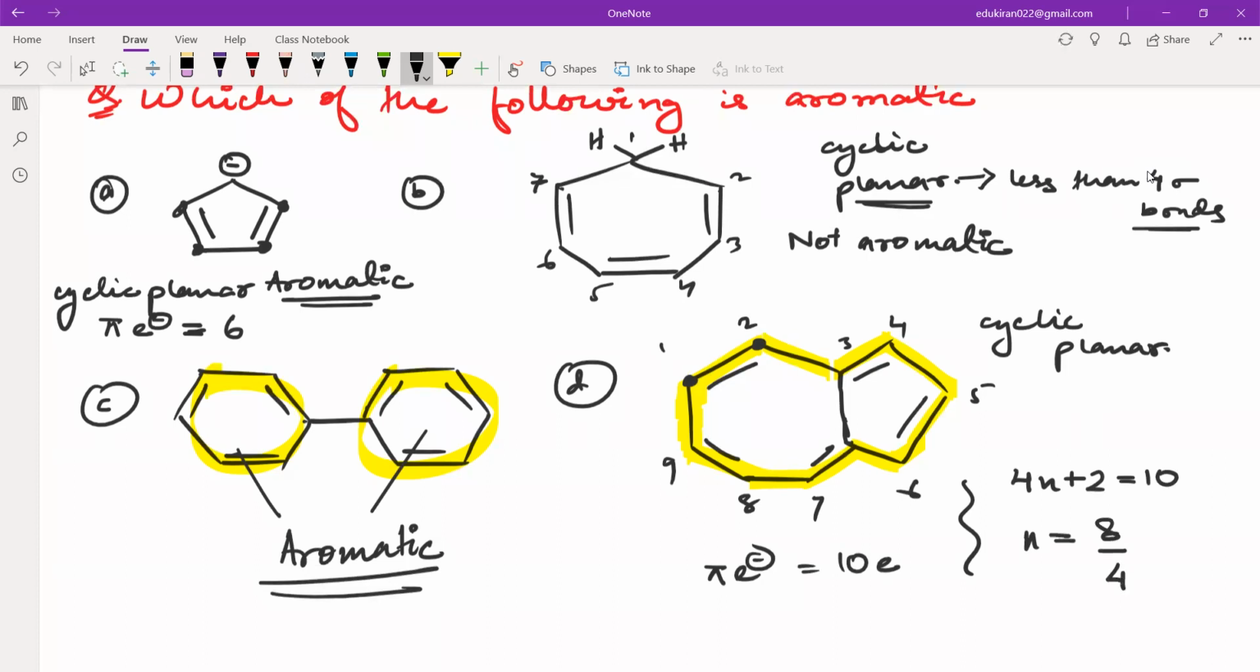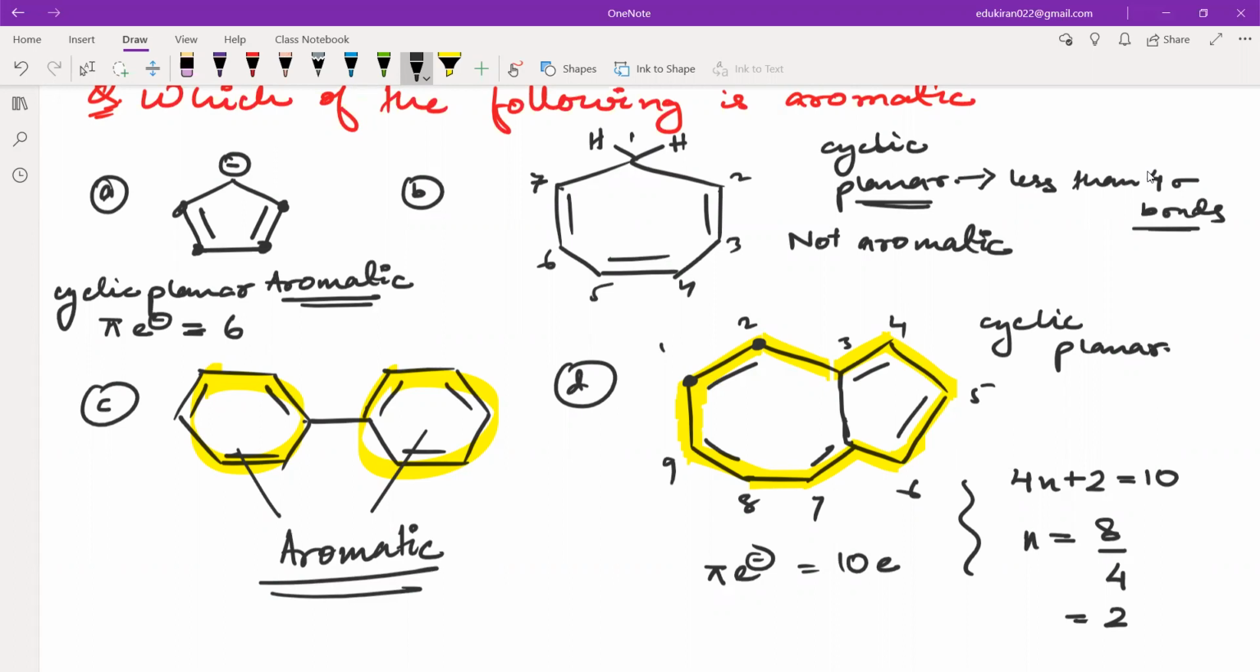Yes or no? 8 by 4, right? Which will be equal to how much? 2. Correct? Correct, guys? Yes or no? So is it aromatic or not aromatic? Tell me. It will be aromatic. It is aromatic, right?